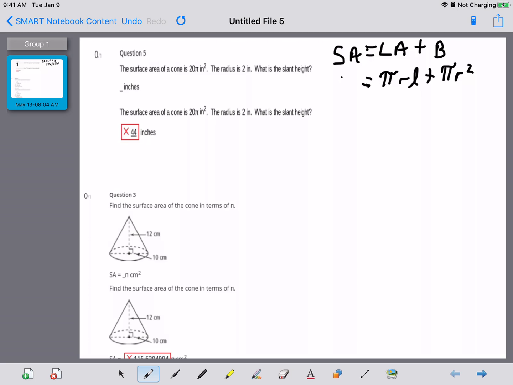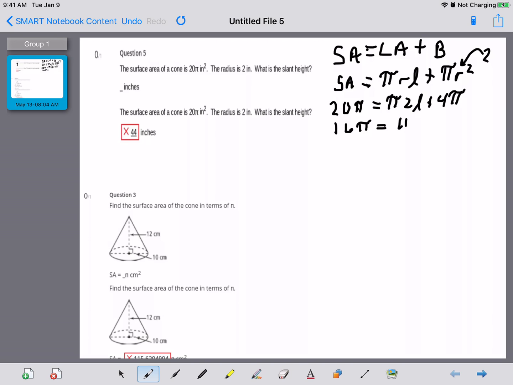And they want me to find L, okay, and I've got a surface area here. But I'm told my surface area is 20 pi inches squared. And I'm told also that my radius is 2. So I got pi 2L plus 4 pi. Okay, and by the way, where did that 4 come from? 2 goes into r, and r squared is 4. Now I subtract 4 pi on the offset, and I get 16 pi.